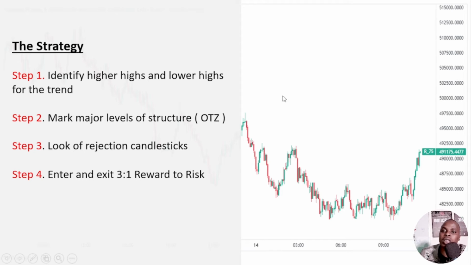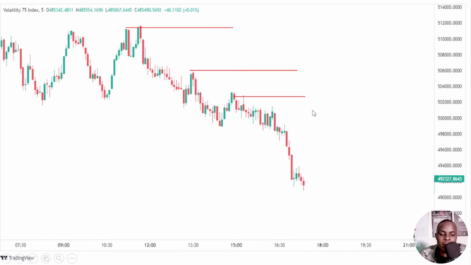Okay, now assuming that you have taken the screenshot of the strategy, let me explain to you how the strategy works. Okay, so as we said, step number one is identify higher highs and higher lows, or lower highs and lower lows. In other words, I'm just saying you need to be able to read your trend and exactly know what the trend is doing at the moment.